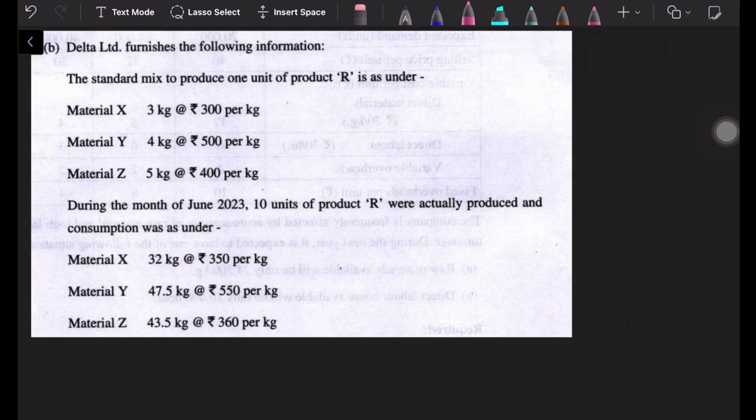The standard mix to produce 1 unit of R is as under. So you have 3 materials here. The procedure is same. There is no change. So instead of 2 rows, you will have 3 rows. So material X, Y, Z, this is per 1 unit, and this is the standard price. So this is standard quantity, this is standard price. During the month of June 23, 10 units of product R were actually produced and consumption was as under. So they have again given X, Y, Z. This is actual quantity. This is actual price.